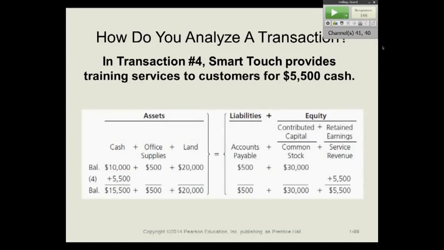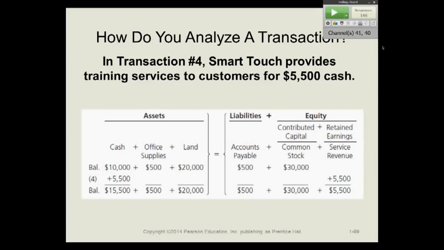The company provides services to customers for $5,500 in cash. So now what happens is that your equity is going to go up by $5,500, and that's your service revenue. Notice it's not contributed capital because this is not an owner event. This is an external event that is going through service revenue, and this is a cash revenue.